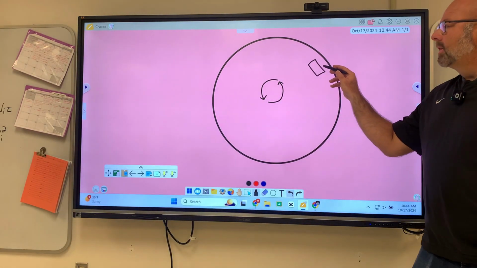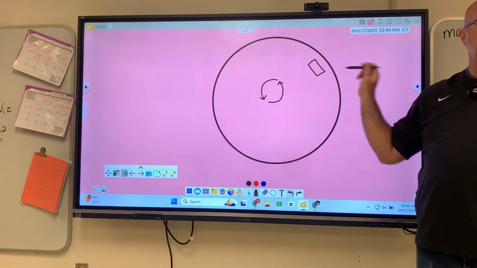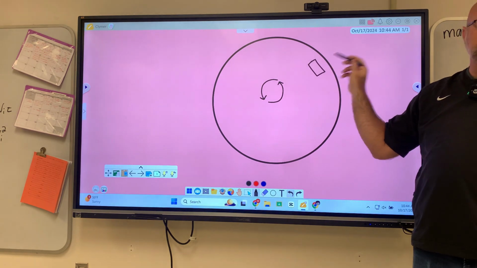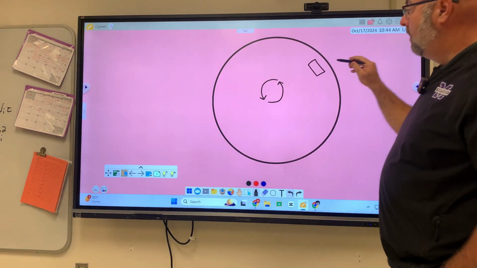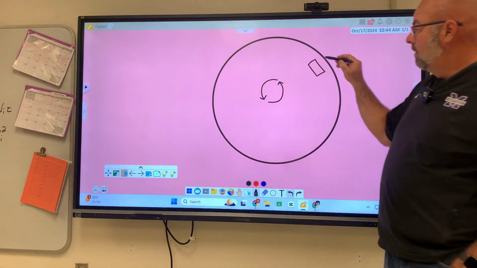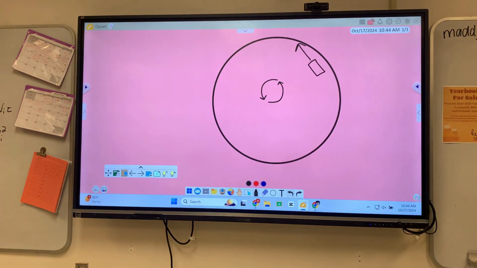So if this block is moving, what direction does it want to keep moving? If we're in a circle and we just take this snapshot. Right now, let's pretend this is rotating and we stop this at a moment in time. We just take a snapshot. What direction does the block want to keep going? If it's spinning this way, what direction does the block want to keep going? Straight, right?